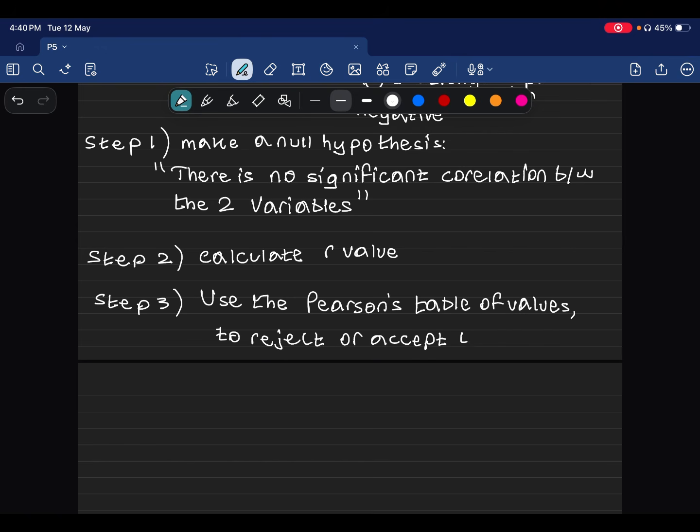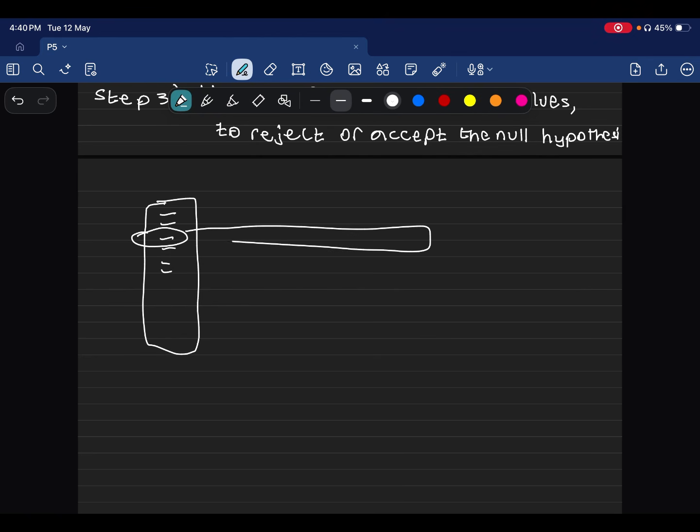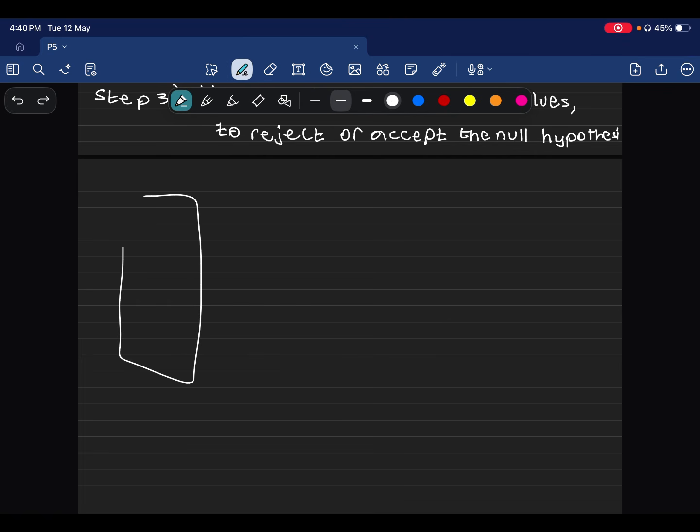So, what's the difference between using the Pearson's table of values and, I don't know, the chi-square table of values? Well, the only difference is that when you're using a chi-square table of values, the column is the degrees of freedom, right? And you're like, oh, my degrees of freedom is 3, so this is the row I have to focus on. In this case, your column is not going to be degrees of freedom because you didn't calculate it. It's going to be the pairs of data.